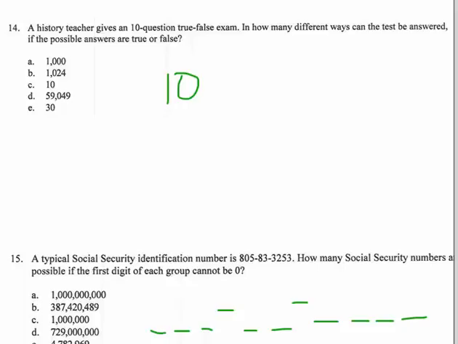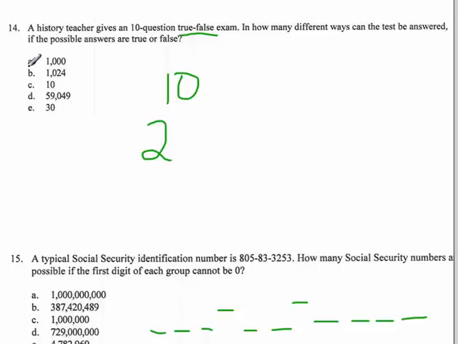Alright, let's carry on with that review of section 9.2. Number 14, a history teacher gives a 10-question true-false exam. How many different ways can the test be answered? There are 10 questions, and each one of them has 2 possibilities. So those 2 possibilities get raised to the 10th power.